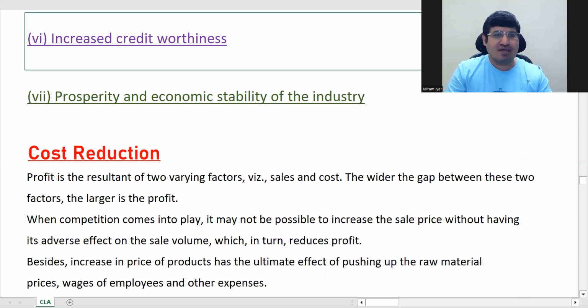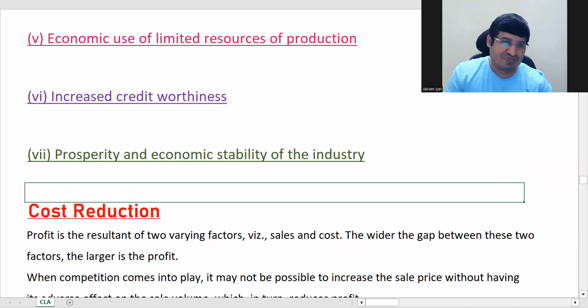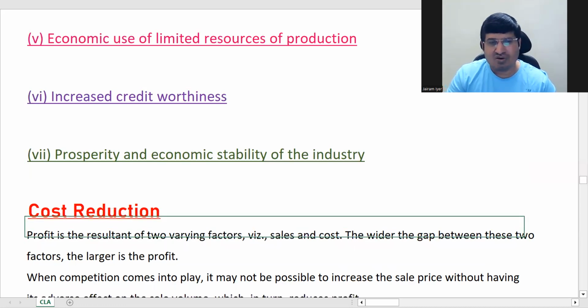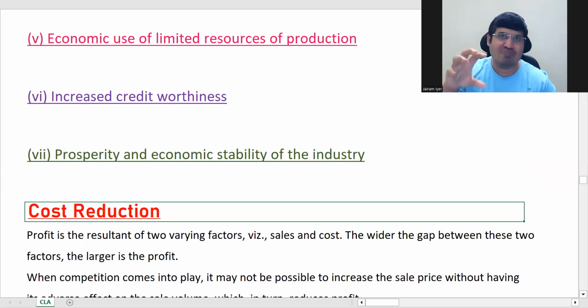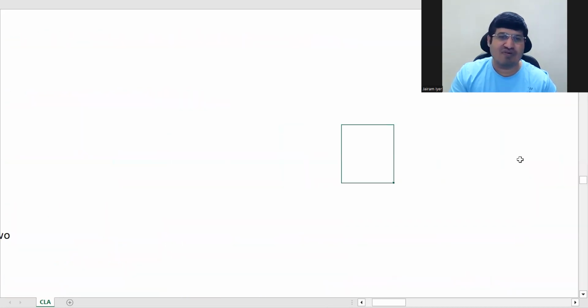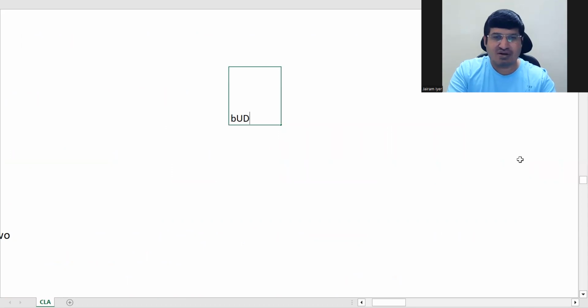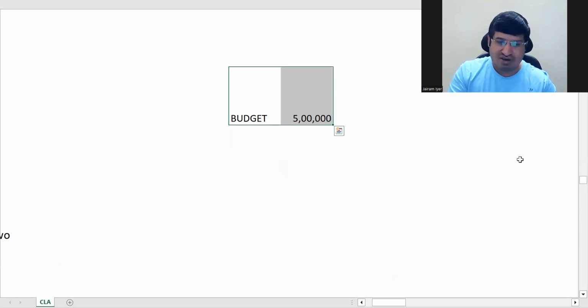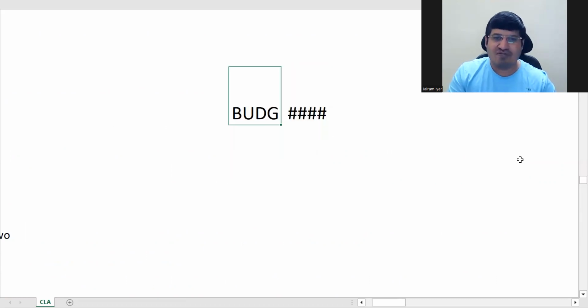So now the next thing is cost reduction. Cost control we have done. Next is cost reduction. Cost control is what? You take a base, and based on that base, you will control your cost. Say I have given you a budget of 5 lakhs.